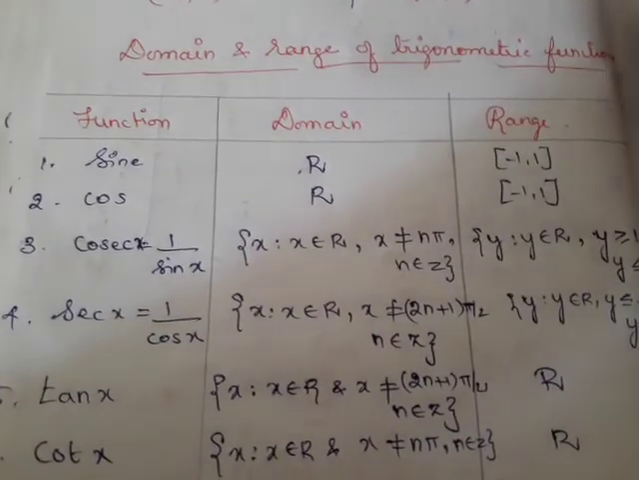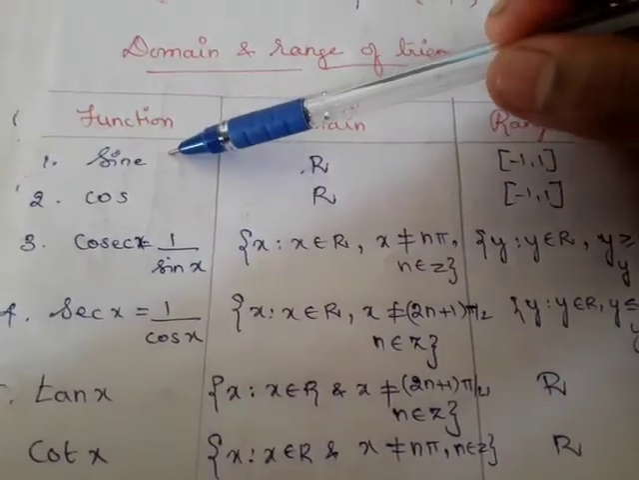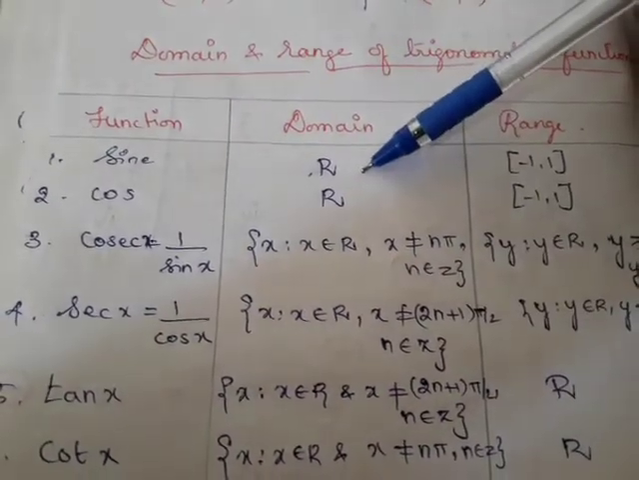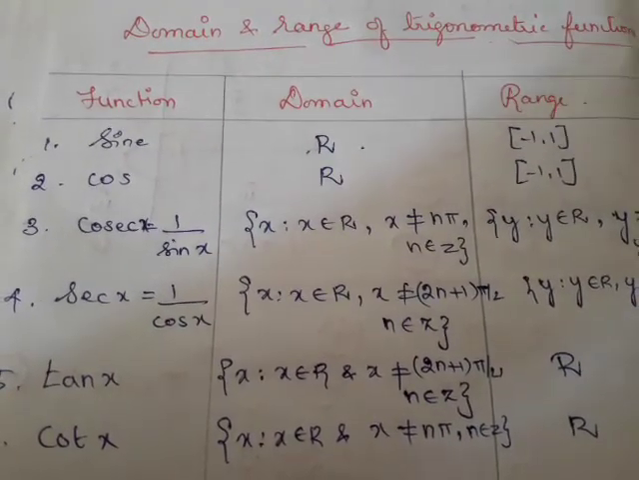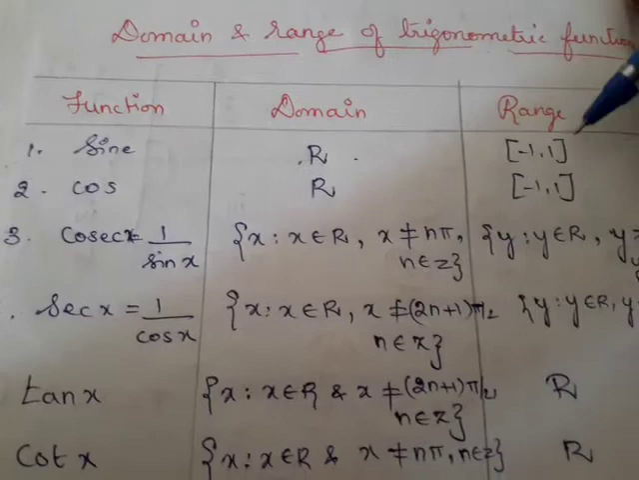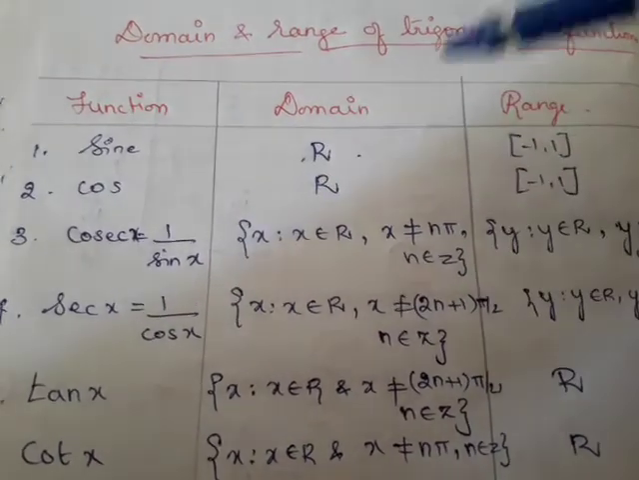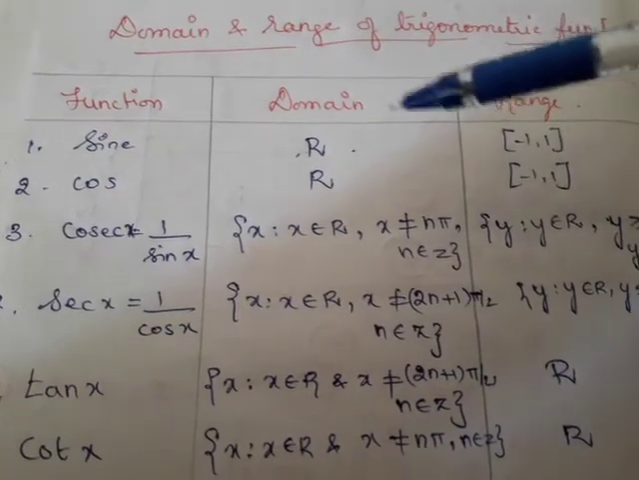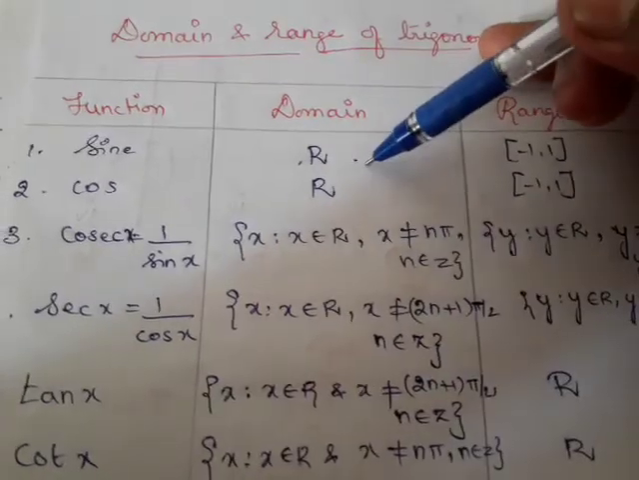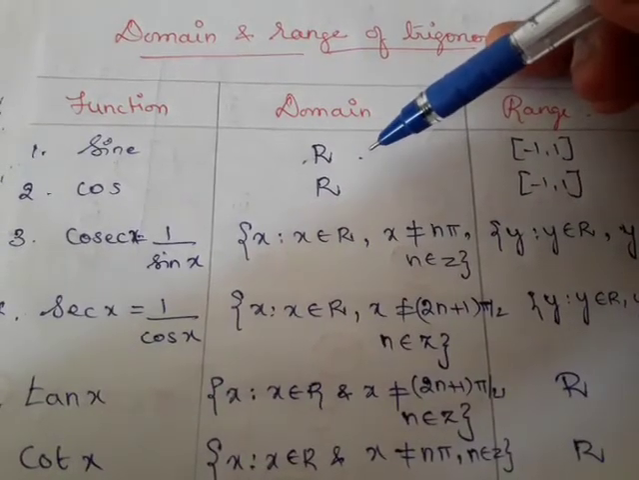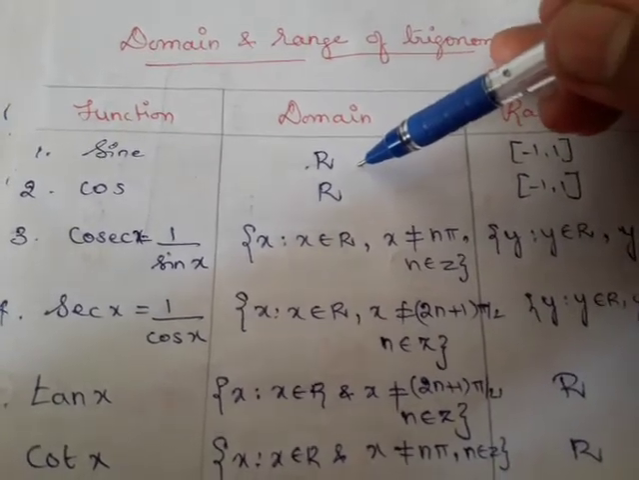Now let us learn the domain and range of the various trigonometric functions. First, if you take the sine function, its domain is going to be the entire real number system and the range is the closed interval minus 1 comma 1. How did we get this? Because the sine and the cosine functions are defined on a unit circle, right? If you analyze the unit circle, the angle can be any radian, therefore it can be any of the real number system.